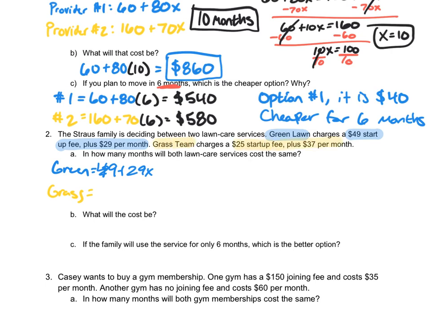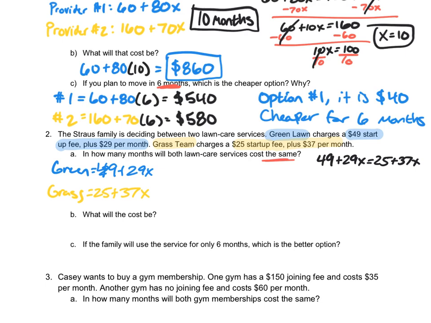Perfect. And then grass charges what? 25 plus 37. So you guys got it. So 25 plus 37x. They want to know in how many months will they both be the same. So just like before, you're going to set those two equal and solve. So it would be 49 plus 29x equals 25 plus 37x.